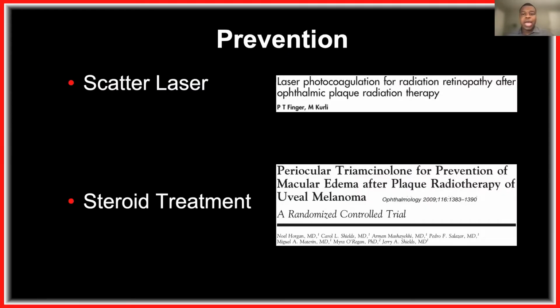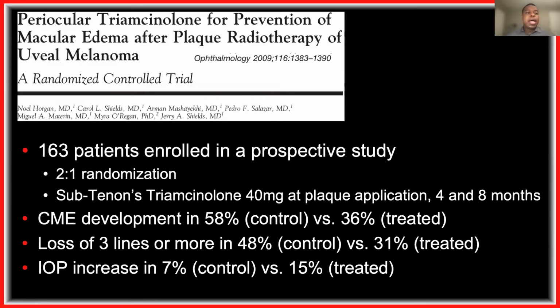Looking at steroids in a prophylactic manner, this was done out of the Shields group, and they looked at 163 patients in a prospective study looking at subtenon's injection of triamcinolone at plaque application, 4 and 8 months. And while you can see there were good responses in terms of a reduction of intraretinal fluid development and a reduction in the amount of vision lost, intraocular pressure increase was double in the treated group. And actually 11 of the patients ended up withdrawing from the study due to an increase in intraocular pressure. So this is something that is a reasonable approach, but considering cataracts and the possible development of glaucoma, there's possibly dose reduction of medication or determining how frequently that medication should be given.